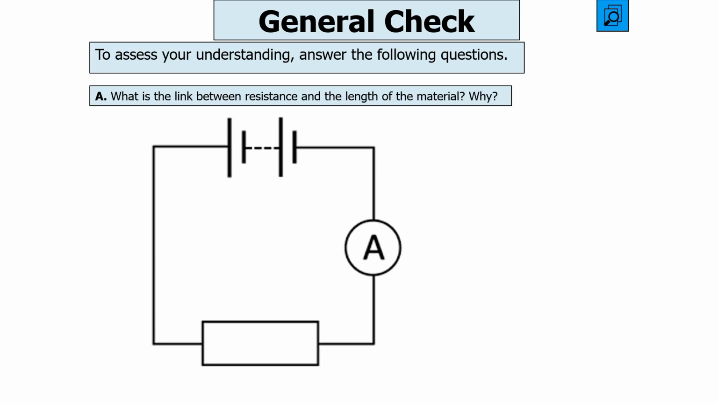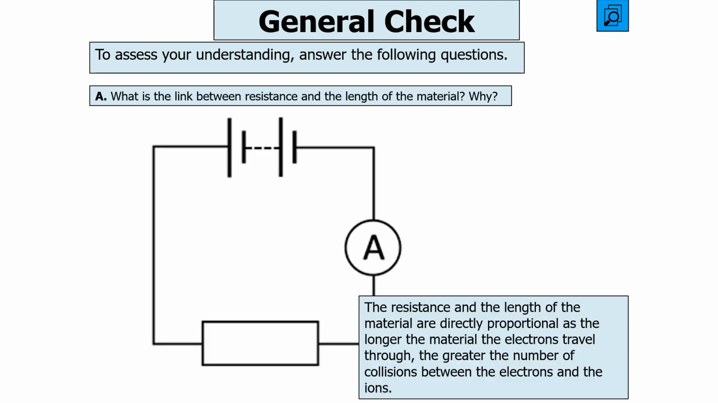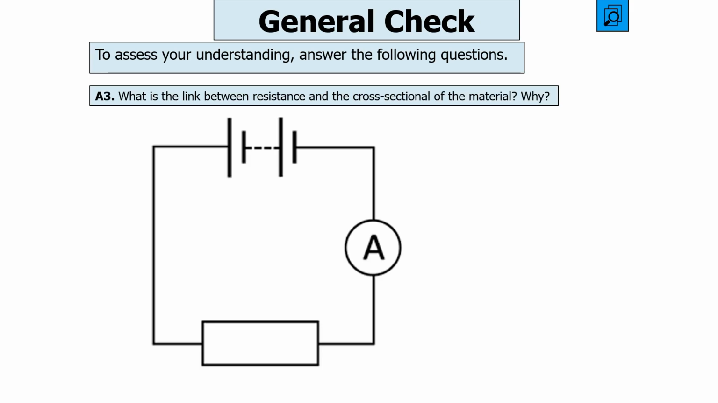The next question says, what is the link between resistance and the length of the material and why? So pause the video now, then unpause the video when you want to go through your answer. Right, the resistance and the length of the material are directly proportional. As the longer the material the electrons travel through, the greater the number of collisions between the electrons and the ions.